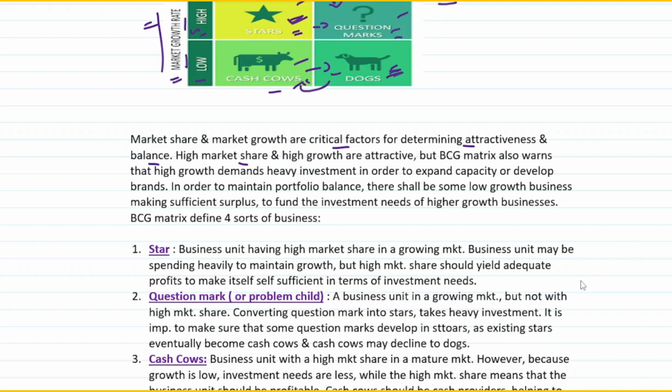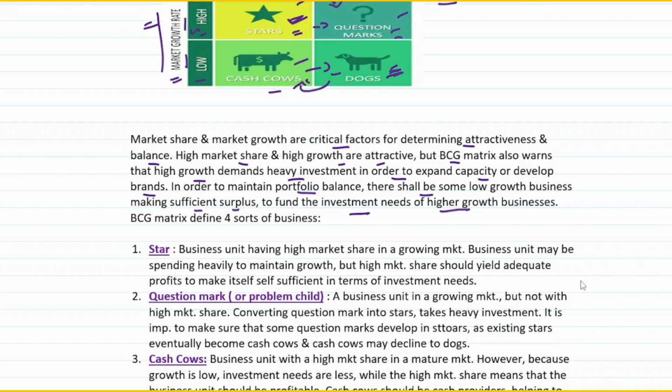High market share and high growth rate are attractive, but the BCG matrix also warns that high growth demands heavy investment in order to expand capacity or develop brands. High market share and high growth is something that everyone wants; that's why it is so attractive. But to have both, you have to make heavy investments to expand your capacity or develop the brands. In order to maintain portfolio balance, there shall be some low growth businesses making sufficient surplus to fund the investment needs of higher growth businesses.